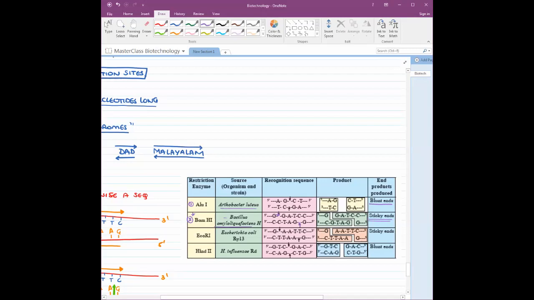The third one is EcoRI, which we have said is GAATTC. That is again after the first base, so once again, sticky ends.